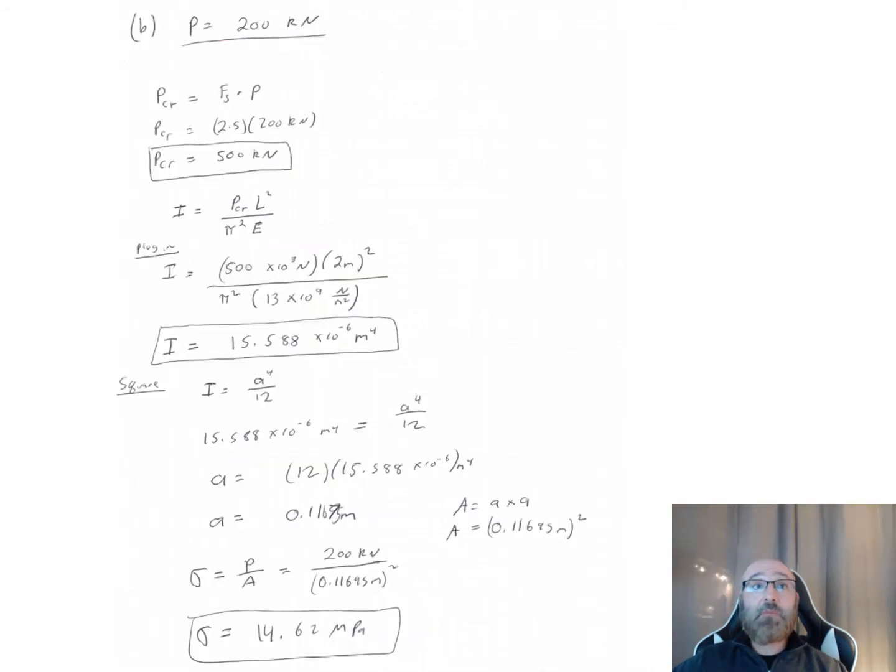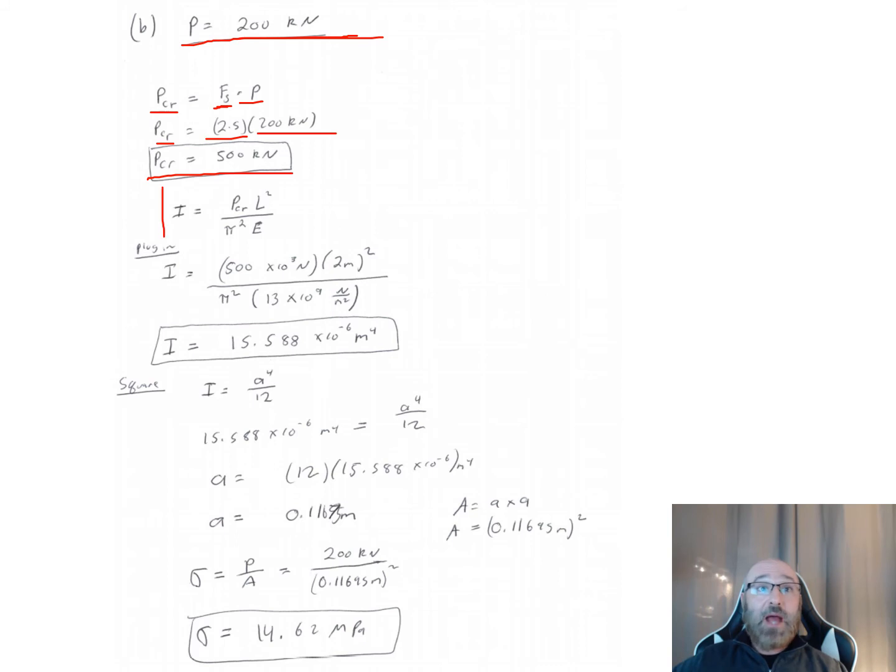Let's move on to part B, where now our load is 200 kilonewtons. If our load is 200 kilonewtons, we can still use that same relationship with our factor of safety to get our critical load. So P sub CR, our critical load, is equal to our factor of safety times the load that they give us, which is 200 kilonewtons. So P sub CR is equal to 2.5 times 200 kilonewtons. So our critical load is equal to 500 kilonewtons.